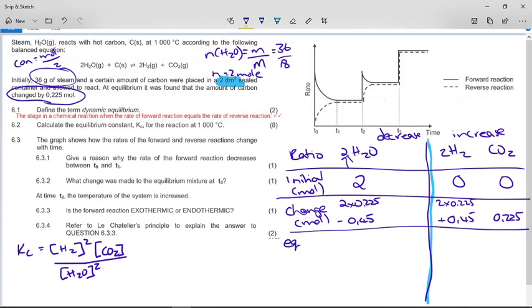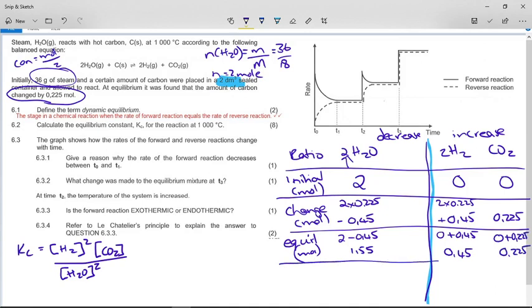Now we need to find the equilibrium moles. And this is 2 minus 0,45, because we are decreasing from what we had initially. So this gives me 1,55 moles. This was 0 plus 0,45 because it's a product, it's increasing. This gives me 0,45. And this one is 0 plus 0,225, which gives me 0,225.